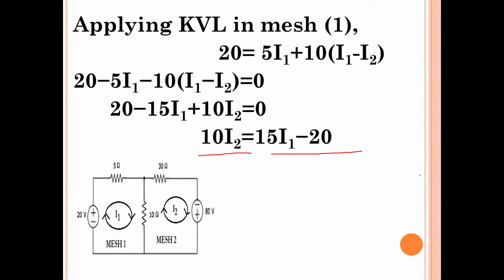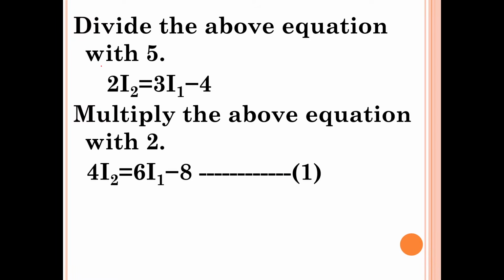Now if you carefully observe, on the left side and right side, all terms are multiples of 5, isn't it? So what I have done in the next slide is I have divided the above equation by 5. There is no need to divide by 5 at all, but I have divided it so that I get smaller magnitude terms. That's the only reason. You can take that equation as it is and consider it as equation number 1.